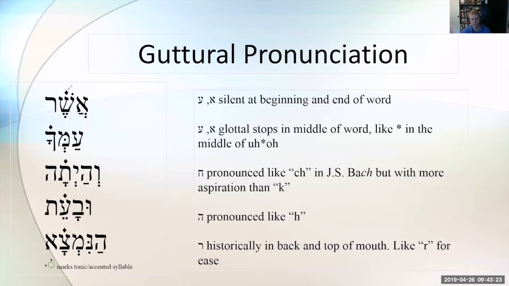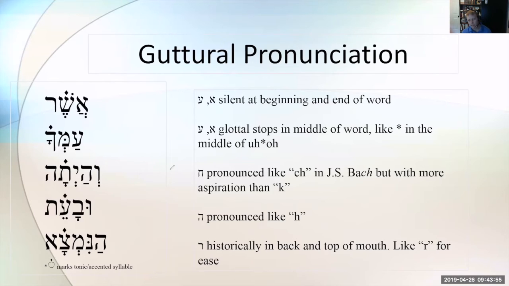Okay. You'll note this little accent mark that I'll use in the production of any extra videos that I put together, and this just means this is where you accent this word. Share, amecha, v'haita, uvaet, hanimsa. That's where you put the accent. That's all that means. Kelly's going to use a slightly different one, but his is consistent as well.